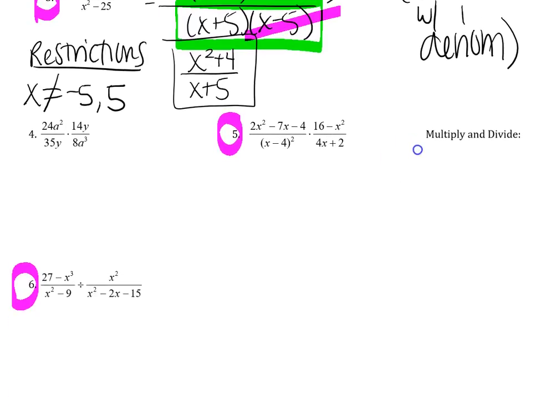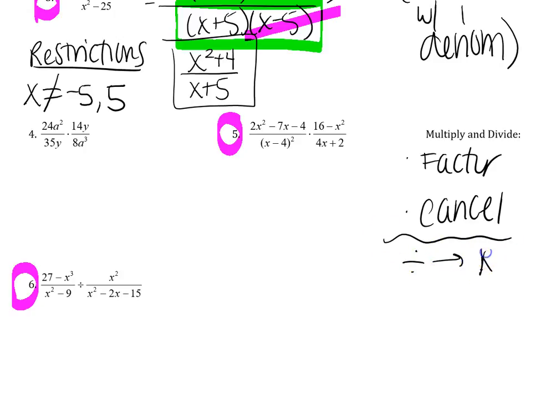Okay, and with multiplying and dividing, you're still going to factor, then you're going to cancel. And when you divide, it really is a multiplication problem, and we change it by using keep-change-flip. So we'll practice that at question 6. All right, question 5. Let's factor here.